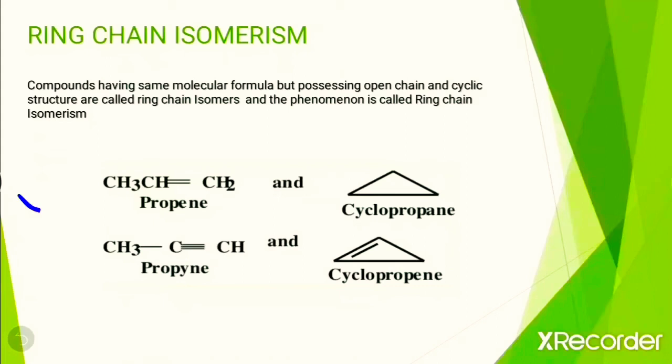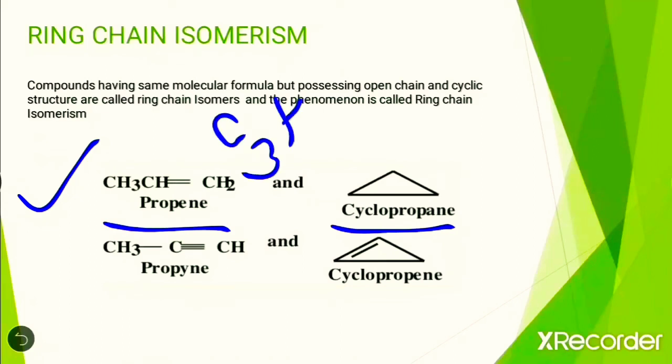You can see in this example propene and cyclopropane. Both of them have the molecular formula C3H6, but propene is open chain and cyclopropane is cyclic. So these two are isomers.